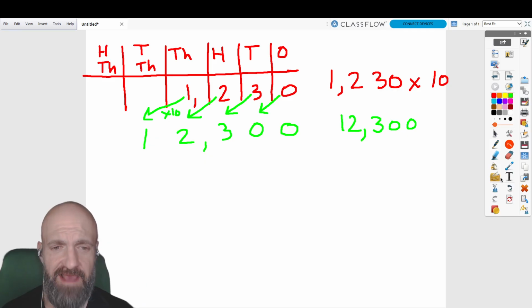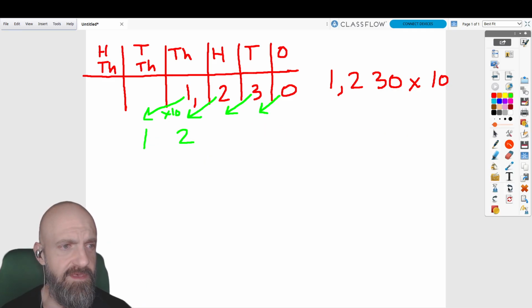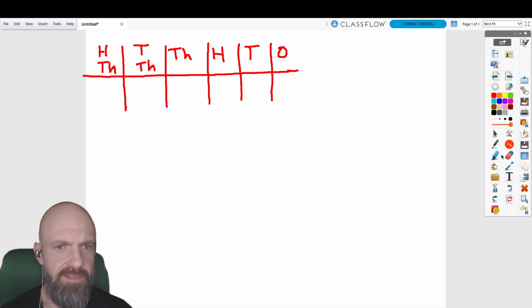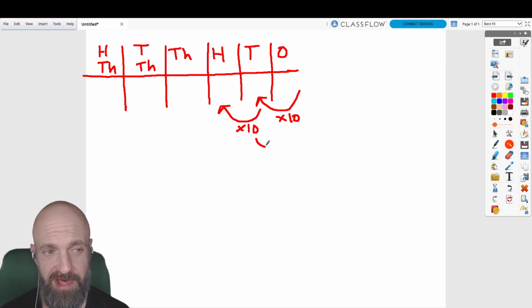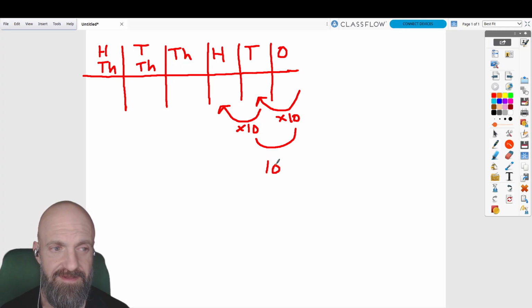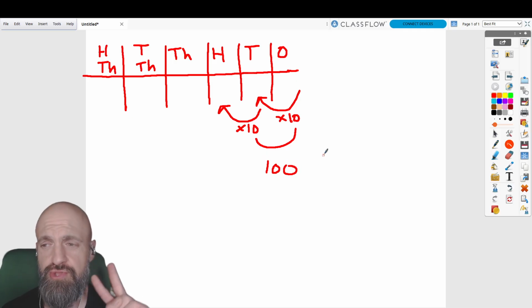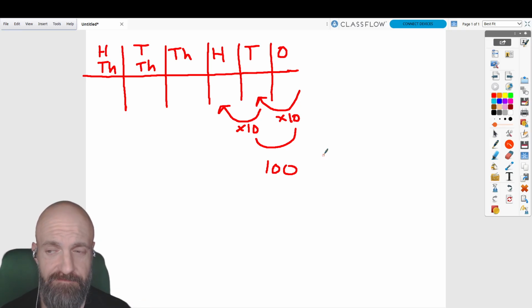Now, let's look at times 100. All right. So the students know that one jump to the left is times 10. Well, what happens when I do another jump to the left? Well, if that's times 10, and this one would be times 10, if I multiply 10 times 10, that's 100. So doing two jumps to the left is going to be times 100 because each jump is times 10, and 10 times 10 is 100.